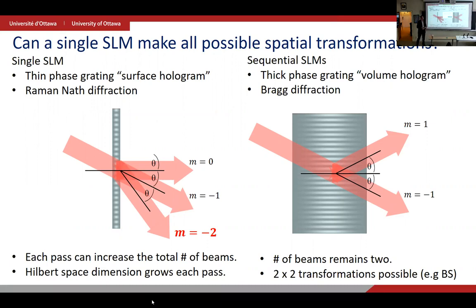So in Bragg diffraction, you can create transformations that will couple these two states, these two different directions of light. And so you can create 2x2 transformations. Transformations are analogous to what a beam splitter would do. Whereas here you can't. There's just no way of limiting your Hilbert space with a single plane.